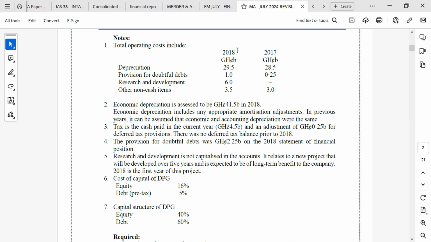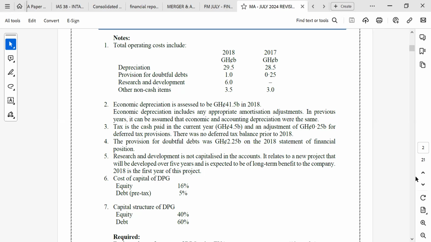So we have total operating costs included, 2018, 2017. We have depreciation, provision for doubtful debts, research and development, other non-cash items. And then we have 2. Economic depreciation is assessed to be 41.5 billion Ghana cedis in 2018. Economic depreciation includes any appropriate amortization adjustments. In previous years, it can be assumed that economic and accounting depreciation were the same.